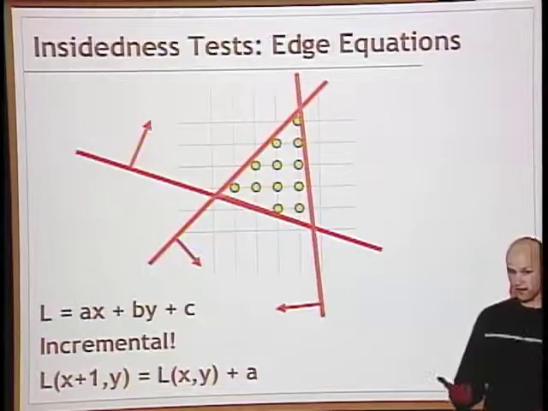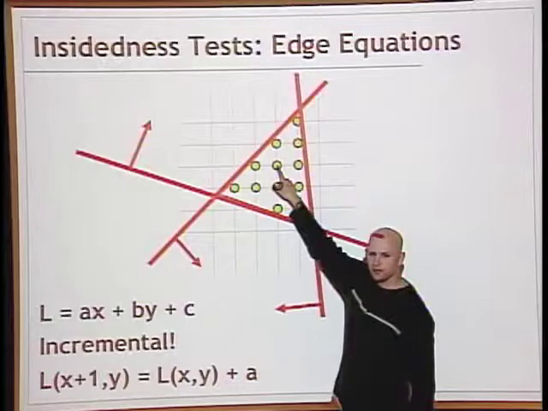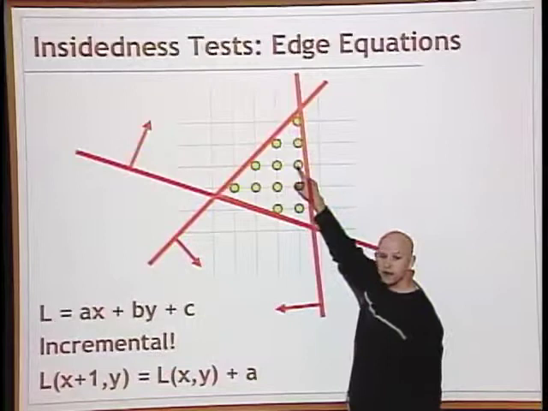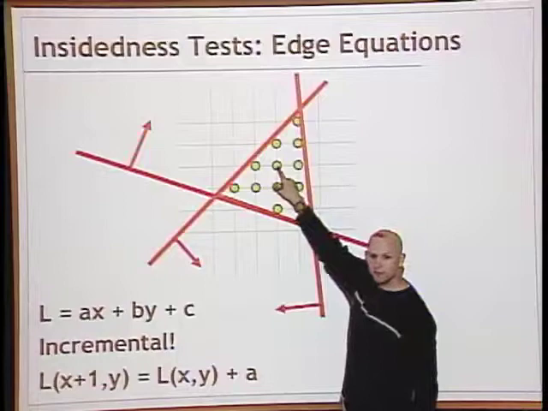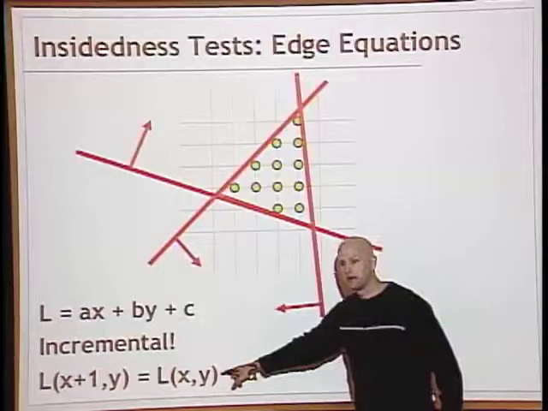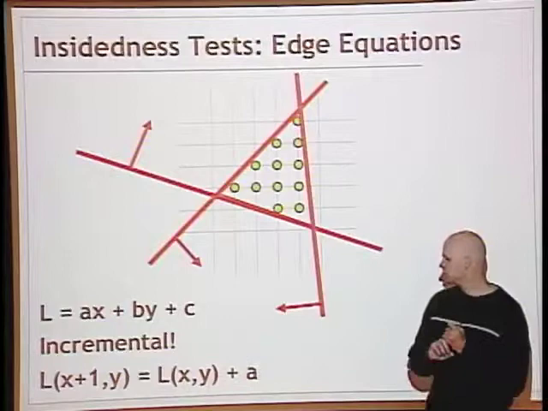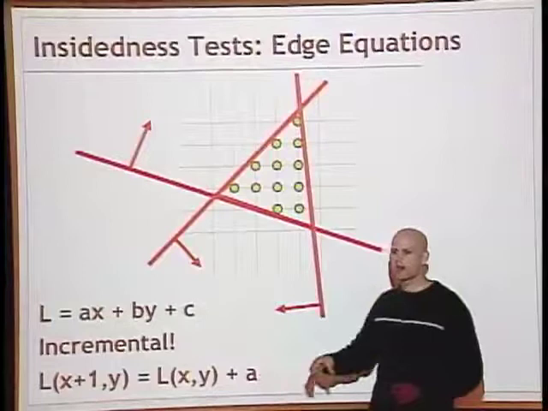You can say, well, if I already know what the value is here of each of these three line equations, then to get the value of what the line equations are here, I can just add A to what it was here. If I use this and I know L of X, Y, I can easily get L of X plus 1, comma Y. So it's an incremental calculation. I don't have to do all these multiplies and adds. I just have to do a single add if I'm moving from one pixel to its neighbor pixel.